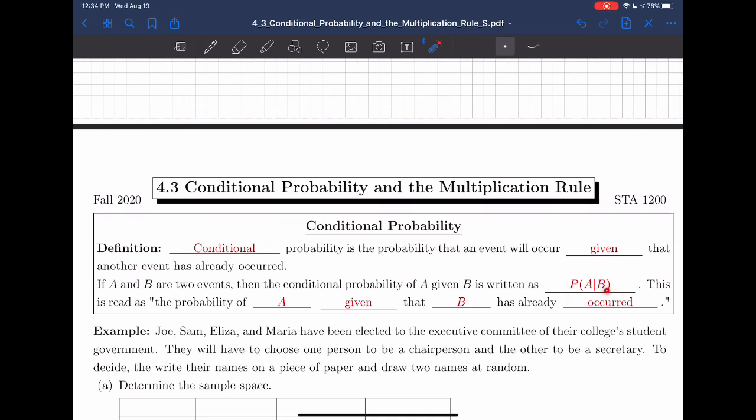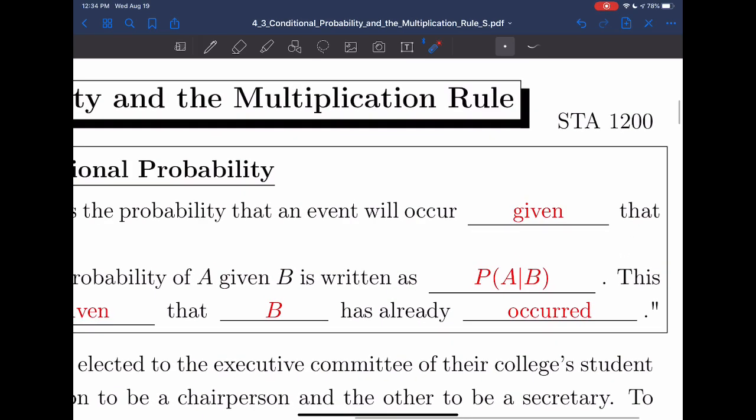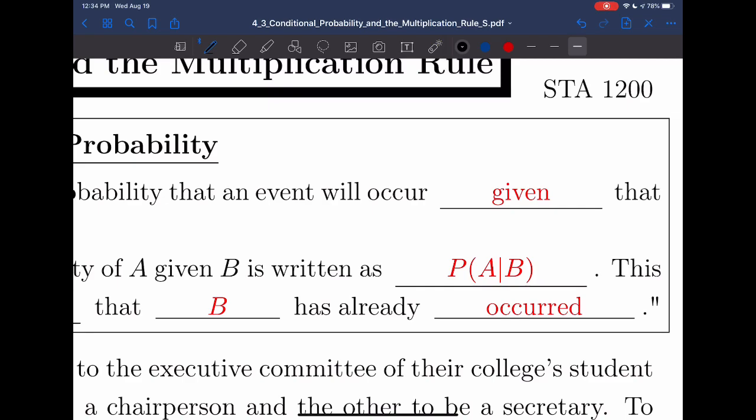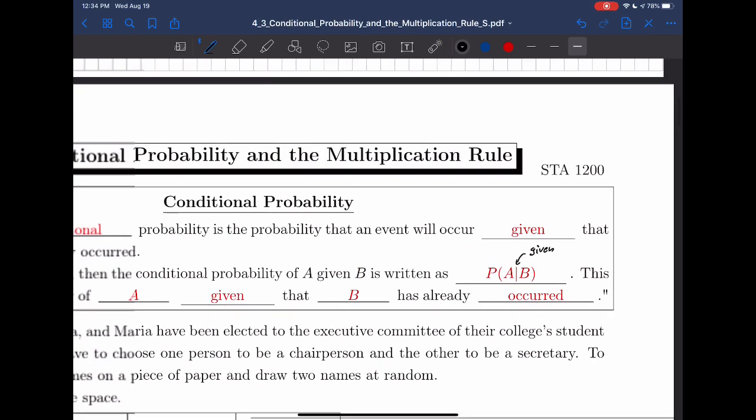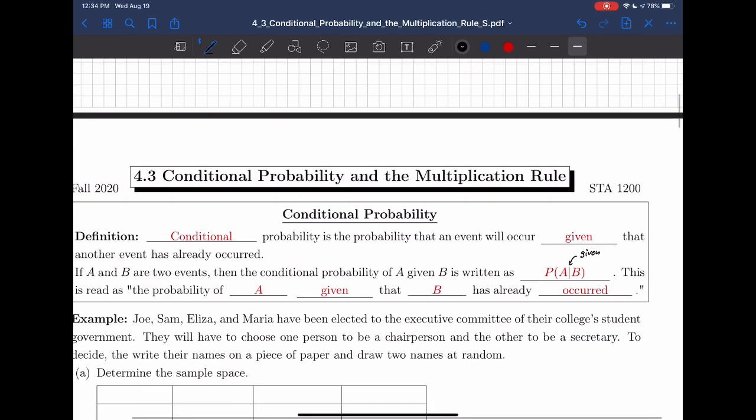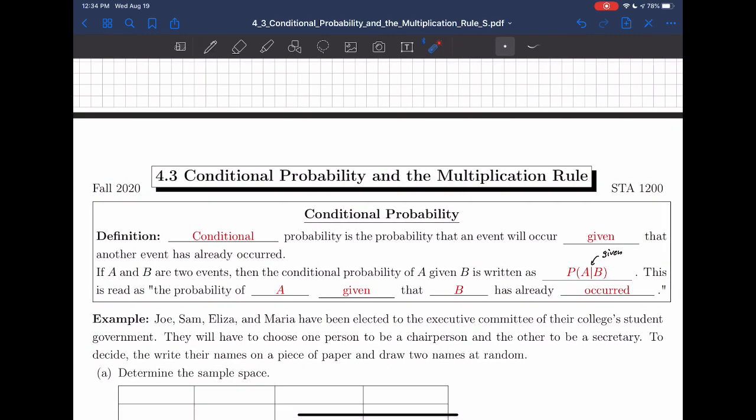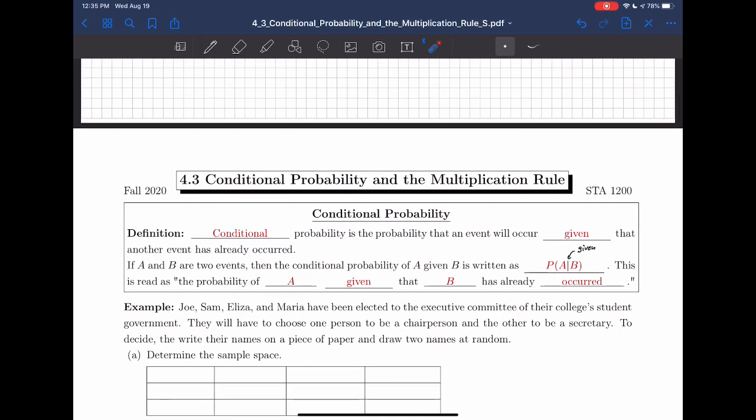So how do we read this? If you see something like this, you read it as the probability of A given that B has already occurred, or as B has already happened. If you like to think about it, this little line here means given. So it will be the probability of A given that B already happened. And we're going to do a couple of examples of how to compute these.